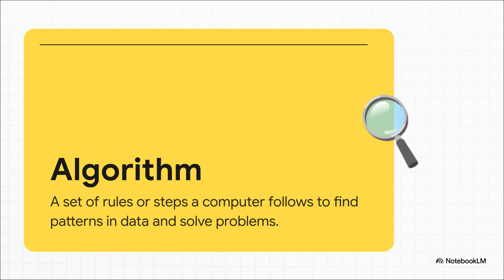Next stop is the algorithm. If data is our raw ingredient, the algorithm is essentially the cooking method. It's a very specific set of mathematical rules a computer uses to find patterns in that data. Because think about it, it is mathematically impossible for a human programmer to type out fixed rules for every single complex scenario. Instead, an AI algorithm figures out those relationships entirely on its own.